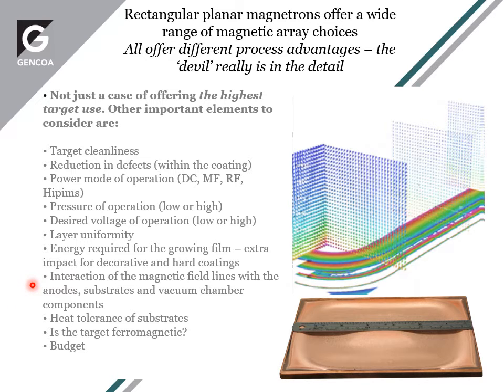And then also interaction of magnetic field lines with anode substrates and other vacuum components, very important to complete a system design. Sometimes the substrates are not very tolerant to heat, so you have to be careful that they don't get plasma release from the magnetrons to enhance the heating of the substrate.